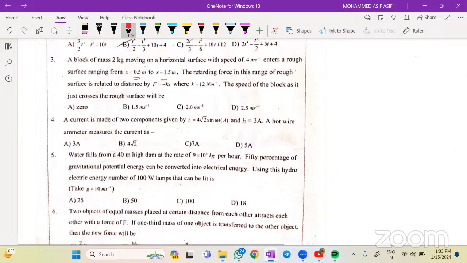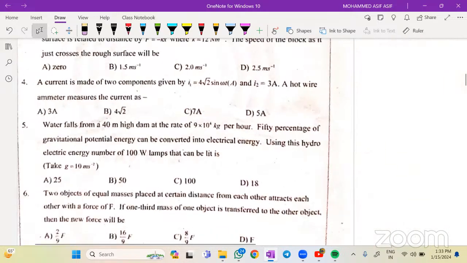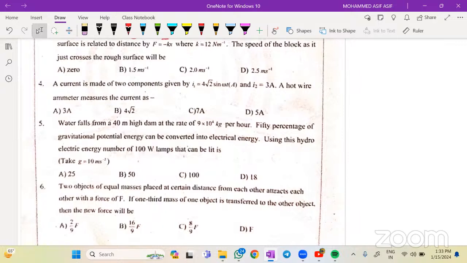Question number 5, look at this. Water falls from a 40 meter high dam at a rate of 9 into 10 power 4 kg per hour. 50% of gravitational potential energy can be converted into electrical energy using this hydroelectric energy. The number of 100 watt bulbs that can be lit will be equal to how much for me? Now look here in this.